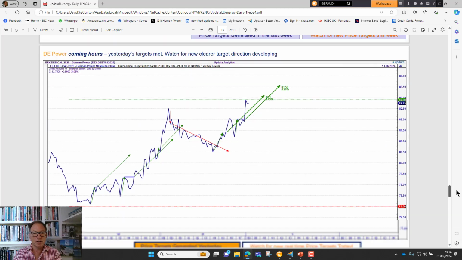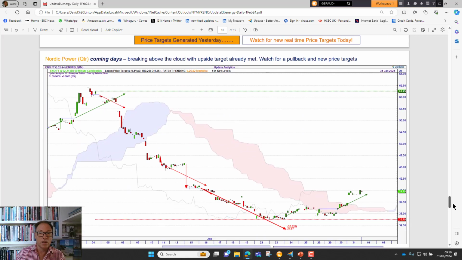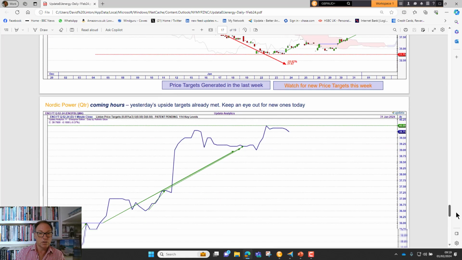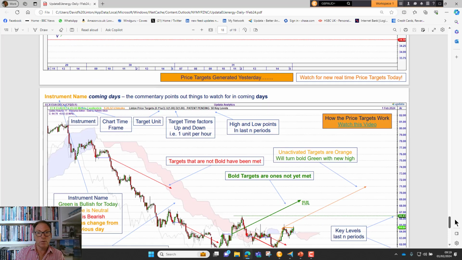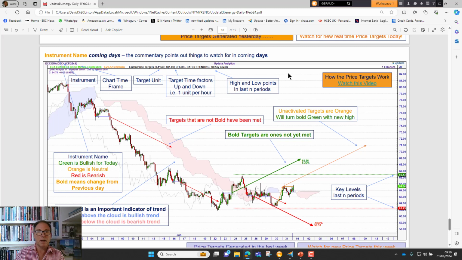And again, you'll see those new targets here, less liquid than gas. This is off EX coming from Montel. The data can come from anywhere you like, so you could write these reports yourself on TradePort if you wish. And so here we do have some upside targets, just looking a little bit clearer than TTF this morning. Nordic Power, there's the neutral call again. Yesterday's targets met.